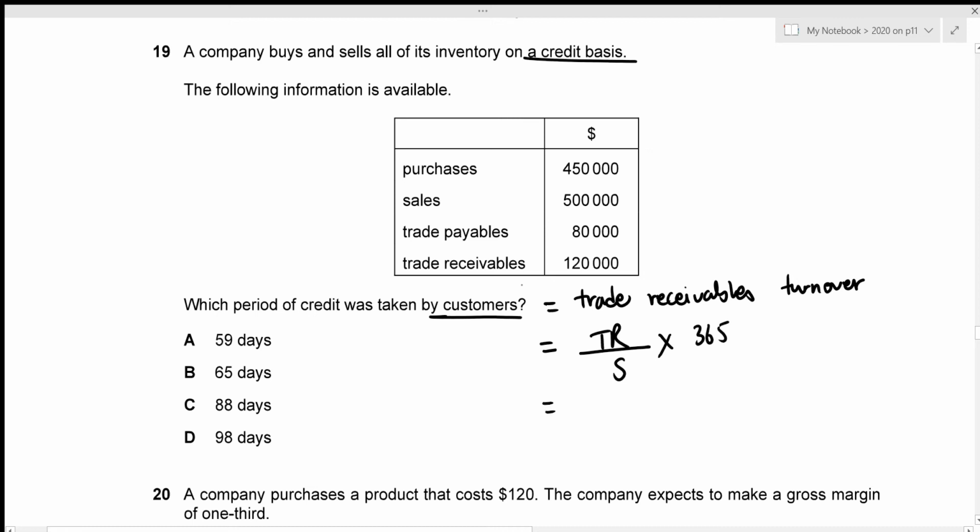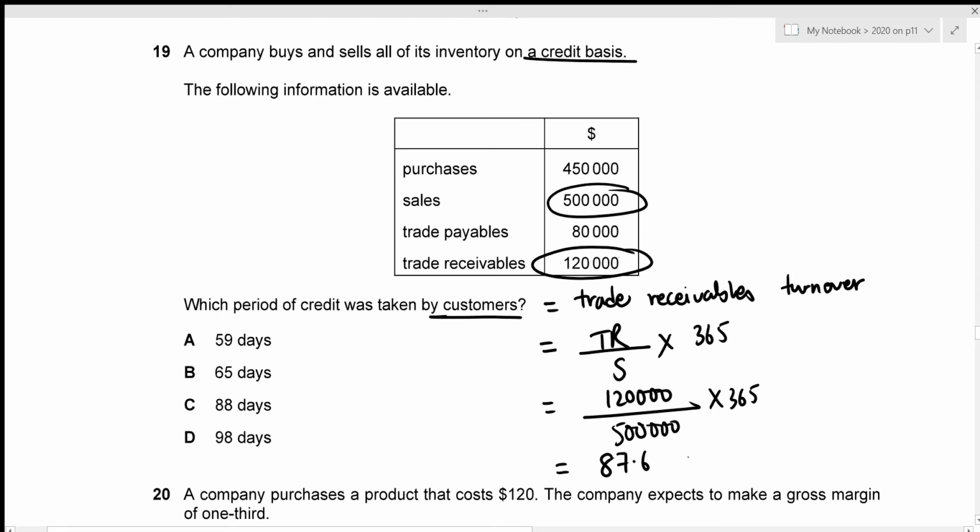We can see that the trade receivables value is 120,000 divided by the sales value, which is given to be 500,000, times 365, which gives our trade receivables turnover to be 87.6 days. And we can just round it off, so that's going to be 88 days. And 88 days is given in option C. That will be the correct answer. Now we can move towards question number 20.